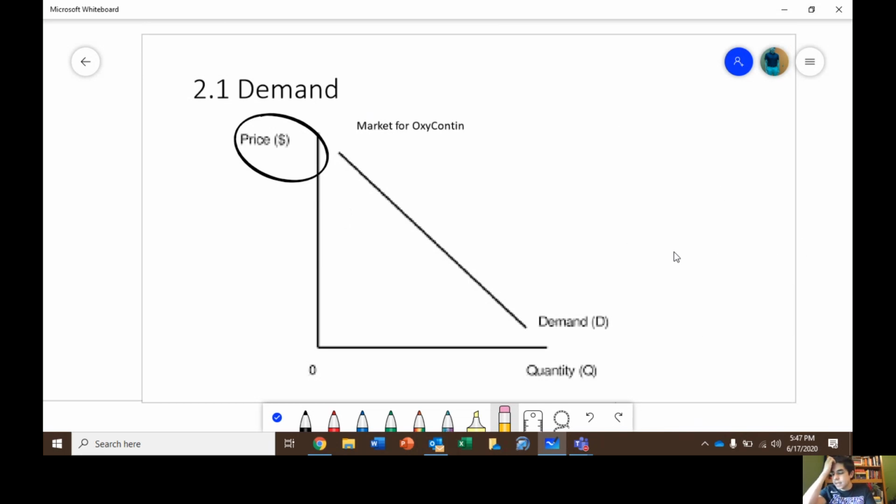And so when we see a change in quantity demanded, for example if the price of Oxycontin decreases, we would expect a greater quantity demanded. So this would be quantity demanded 1, this would be quantity demanded 2. If the price increases, you would expect a lower quantity demanded. So we express a change in quantity demanded as movement along the demand curve. We express a change in demand in terms of shifts, either left or right of the demand curve.